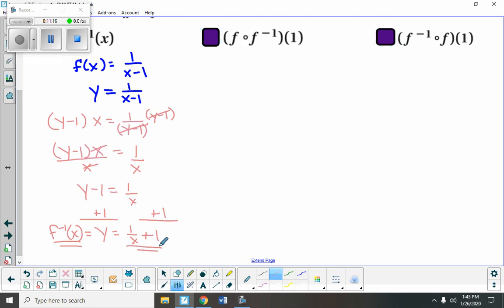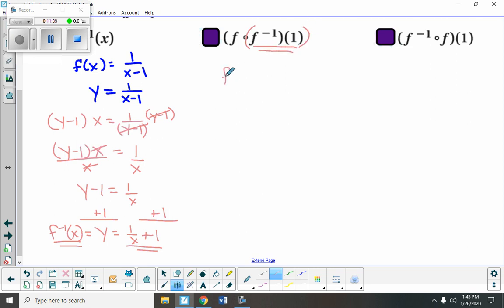Now, the next problem, we have a function composition problem. It says find f of inverse of 1. So what they're saying is find the value of the f function by putting in what the value of the inverse function is when x equals 1. So we start right here.